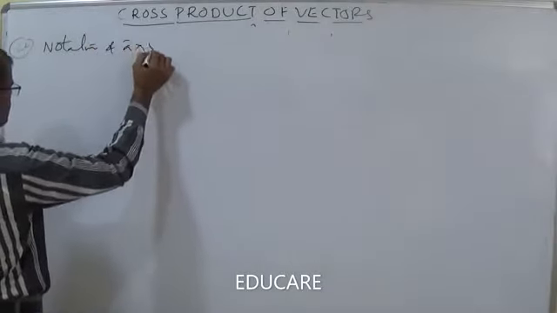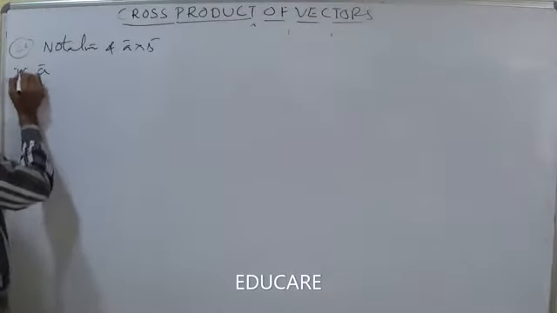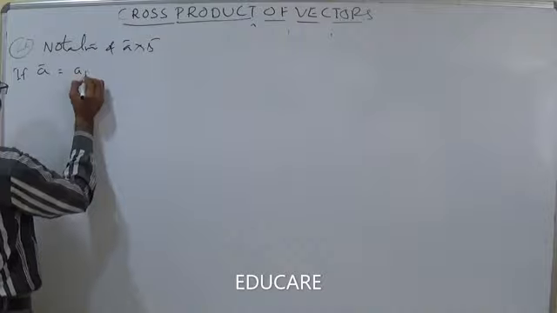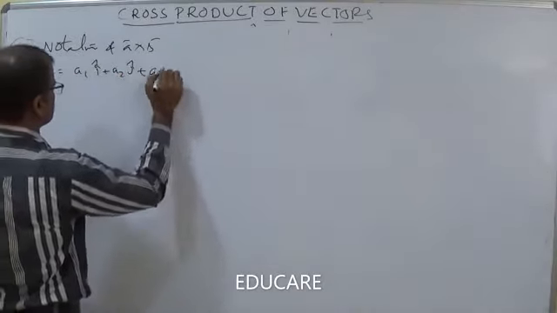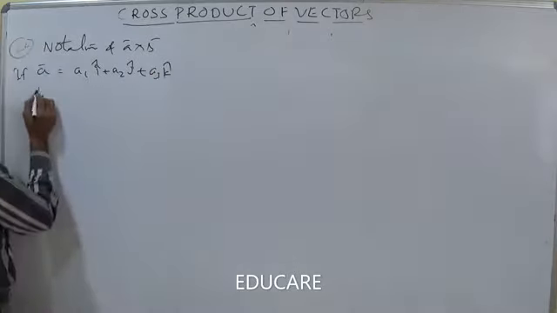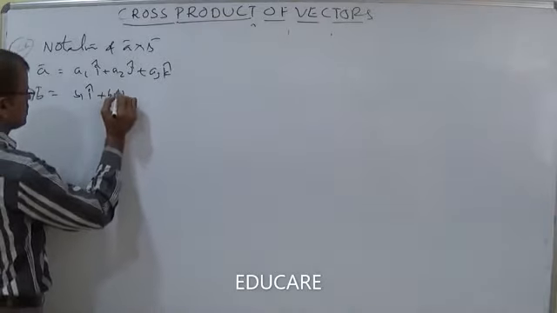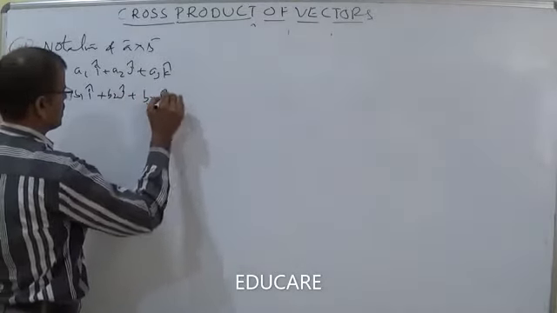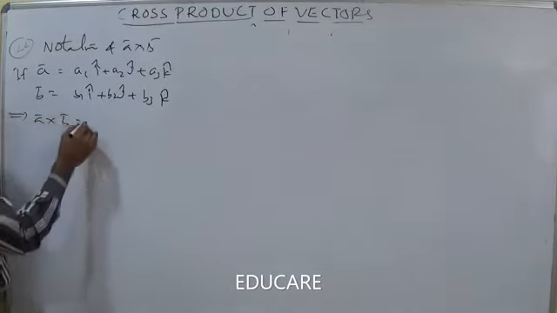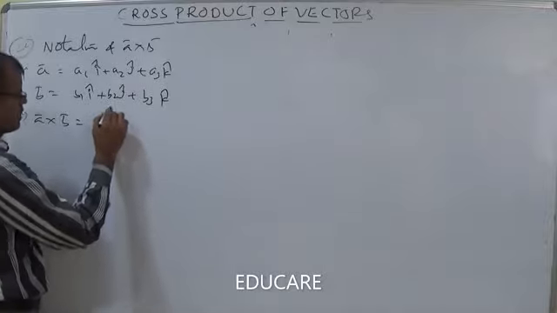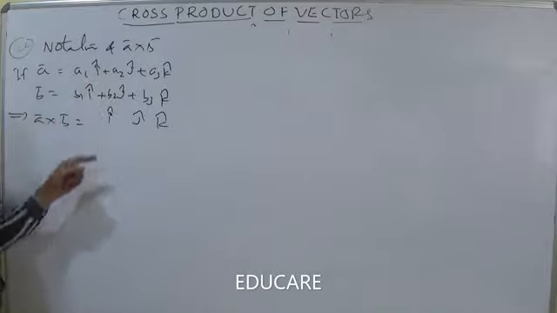Notation of A bar cross B bar. If A bar is equal to A1 I bar plus A2 J bar plus A3 K bar, and B bar is equal to B1 I plus B2 J plus B3 K, that implies A bar cross B bar you can find using the determinant method. Without the determinant also we can calculate directly.